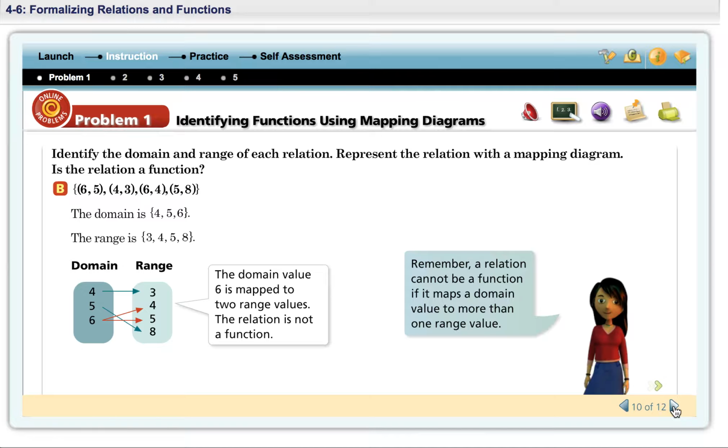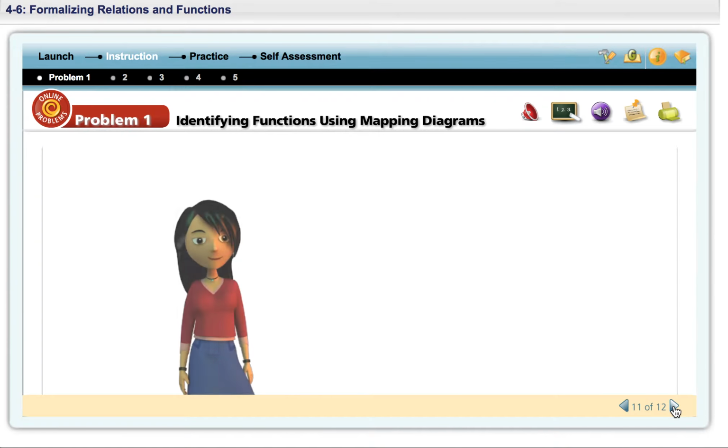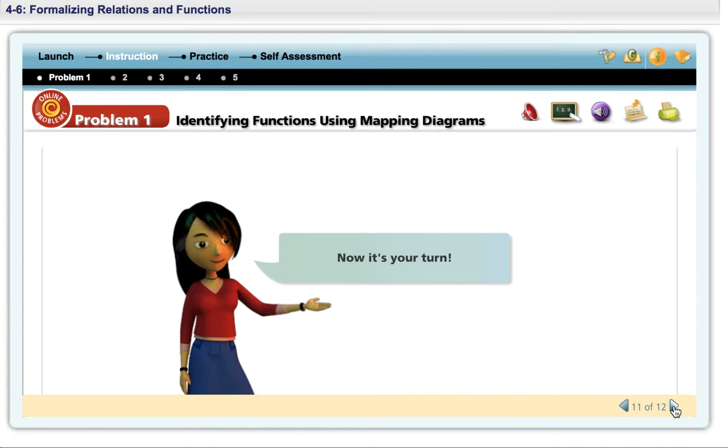See, that's different than when you have two different numbers going to the same number in the range. Here there are two mappings going from 6, so that's not possible for a function. Now it's your turn.